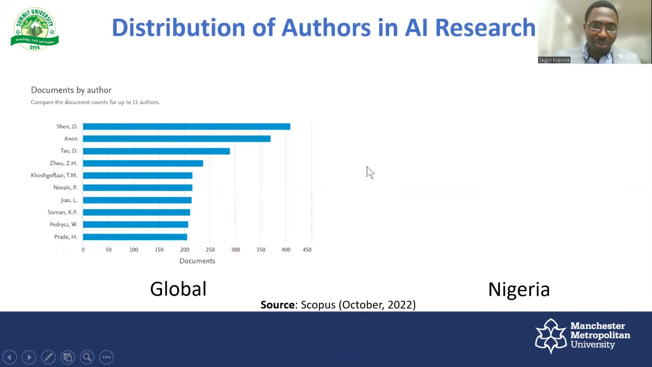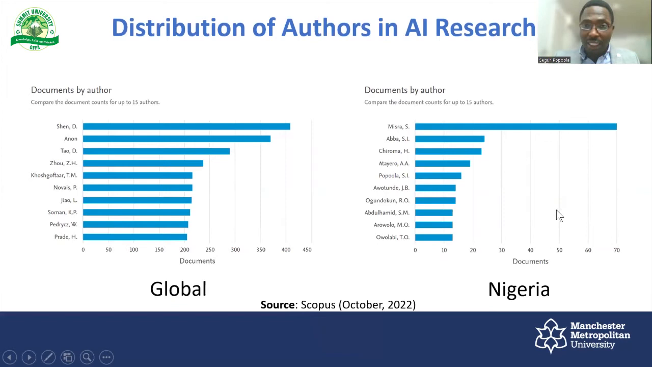I don't think I can see any Nigerian name there. Also in Nigeria, these are the top 15 authors in AI research, and I'm happy that at least I'm among the leading authors in Nigeria in this research space.